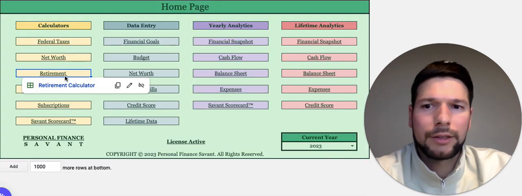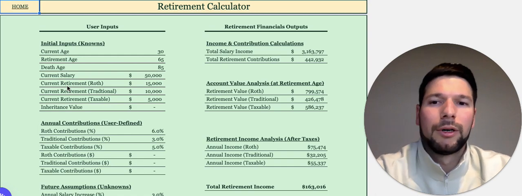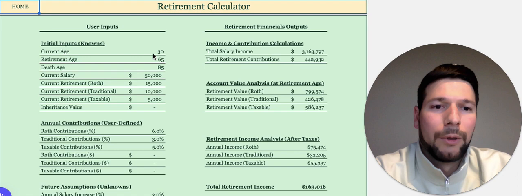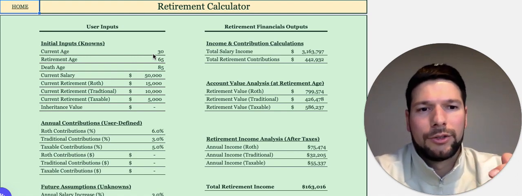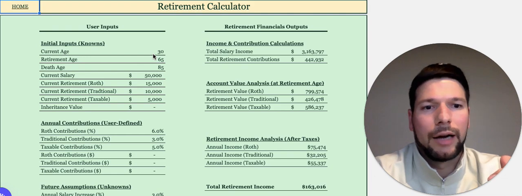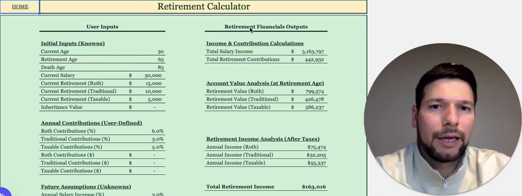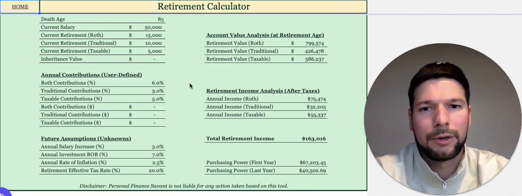And the next tool is the retirement tool. This one is potentially the most powerful one that's in here and that I look at annually myself. The whole point is to understand where you're at today, what you're going to be contributing to your retirement throughout your career, and what some assumptions are that you're going to make, and it's going to automatically calculate all these different items over here. And we'll go through this step by step right now.